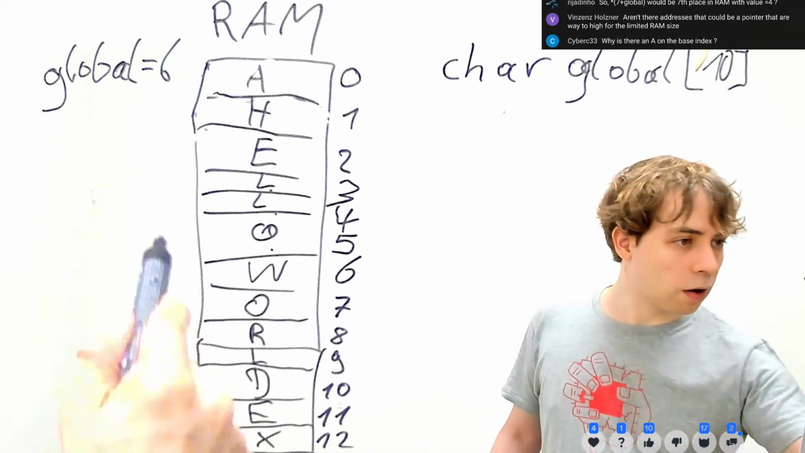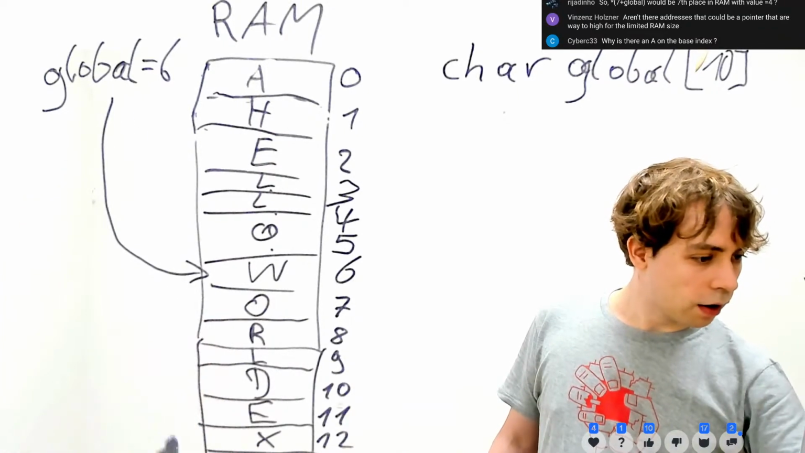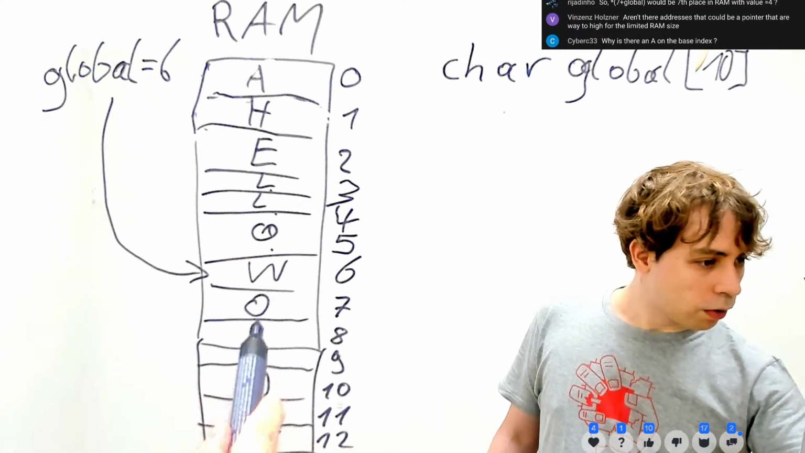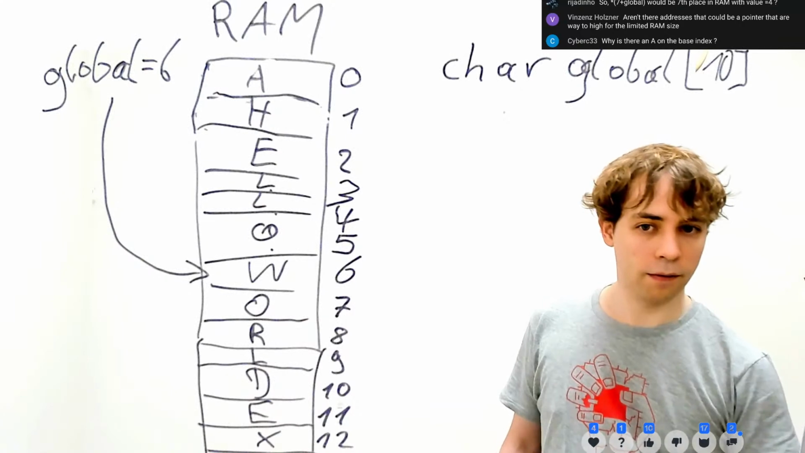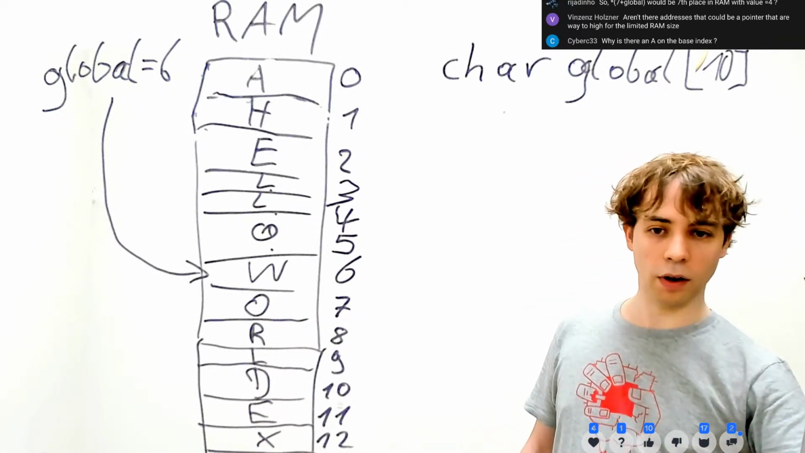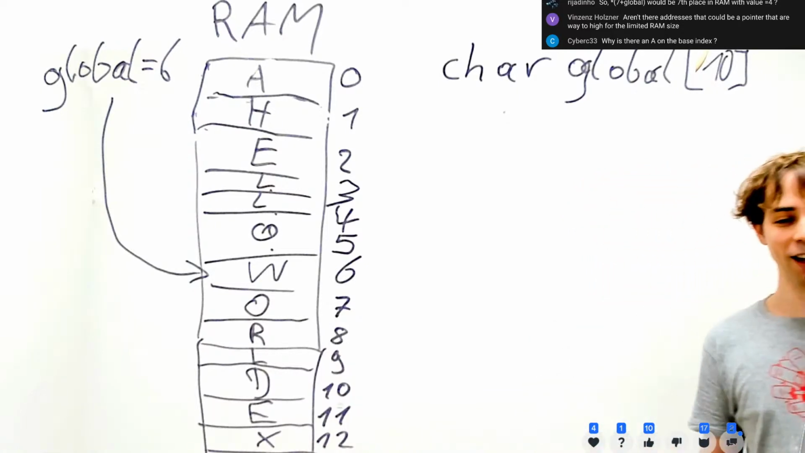So that would mean that global starts here at this offset, and the last index, 1, 2, 3, 4, 5, 6, 7, 8, 9, 10, here it would end. You can't see down that far. So it would end a bit further down here. Okay.